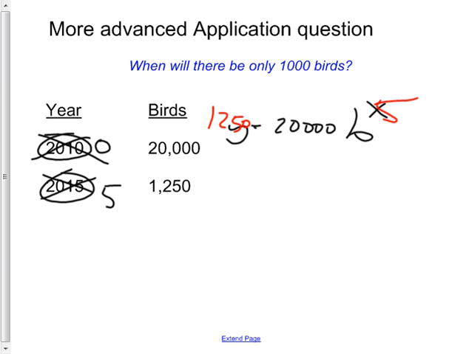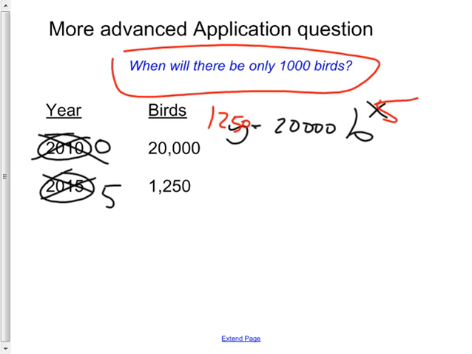How come this problem is different then? When will there be only 1,000 birds? Yes, except there's x and a y. What's x in this problem? Nope, I have failed as a teacher. X is years. See? Years, x. And the other is birds. So what do you think they're giving me, an x or a y? Giving you a y.